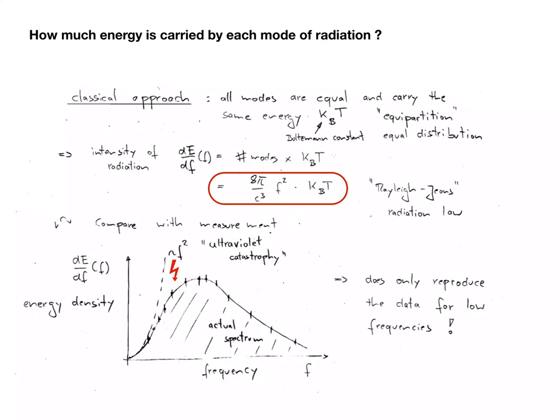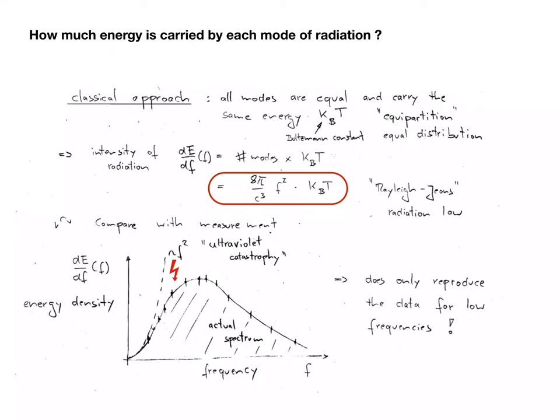The energy density or the intensity of radiation, dE with respect to df, is therefore equal to the product of the number of modes times this equipartition energy kBT. Taking the result from the previous slide, namely 8 pi on c cubed times f squared, and multiplying this with kBT, one obtains the Rayleigh-Jeans radiation law. It is apparent that this energy density increases parabolically with frequency, with f squared, and that is shown in the plot at the bottom, which shows the energy density as a function of frequency.